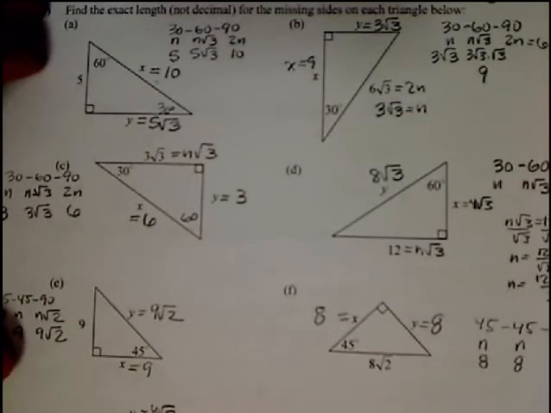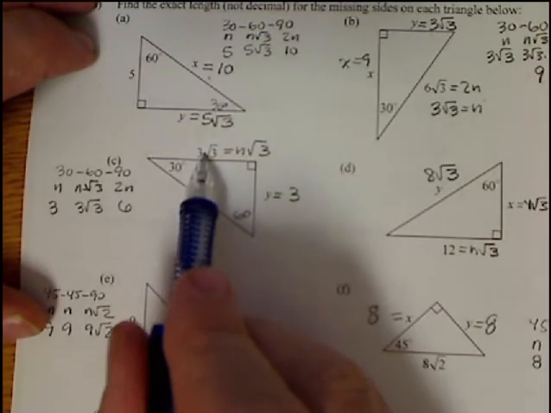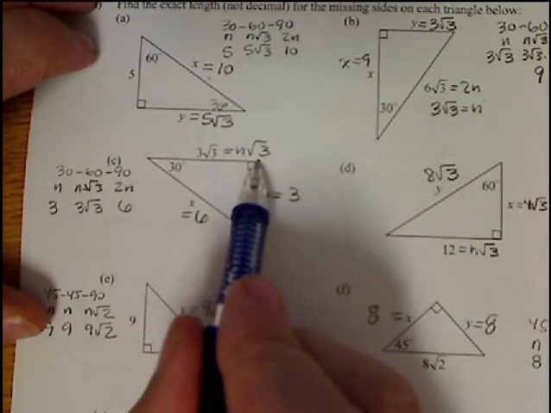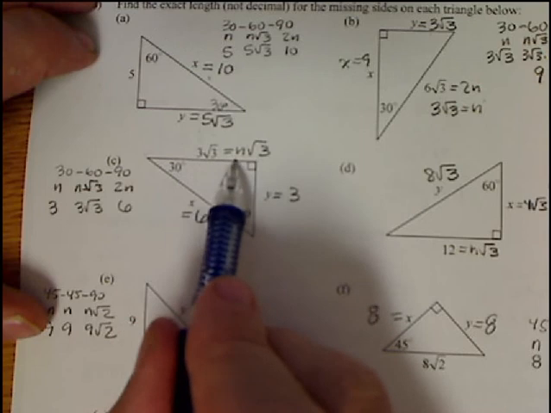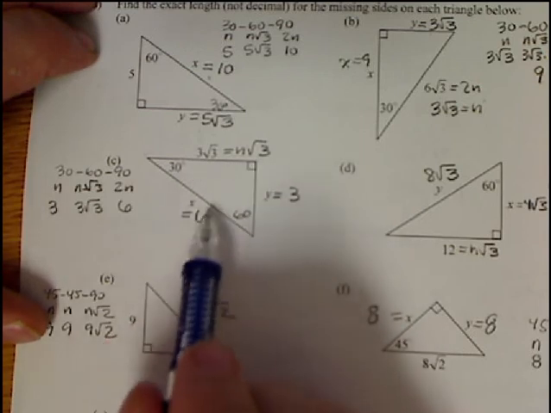On the next one, we were told that opposite the 60, they gave us 3 root 3. So that equals n root 3. So I can just look at this and figure, oh, n is 3. So opposite the 30 is 3. Opposite 90 is 2 times 3.